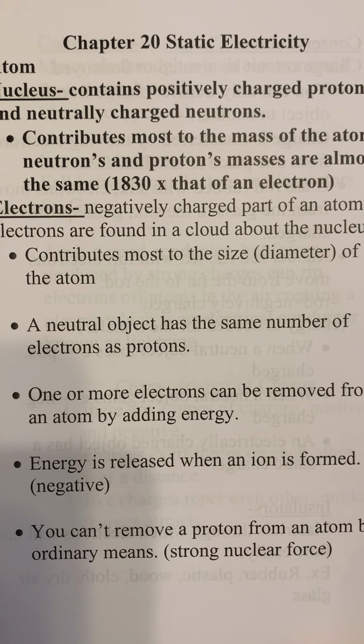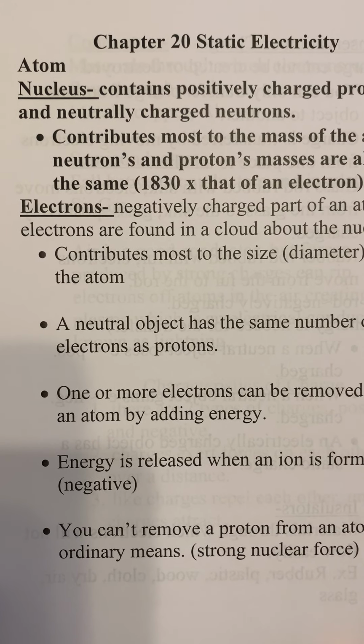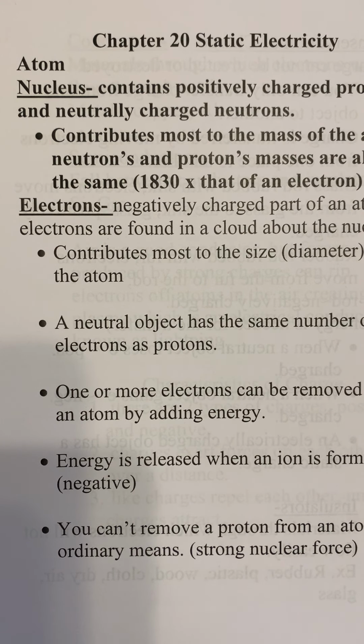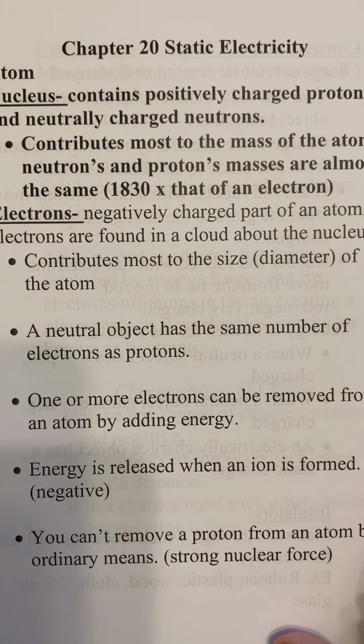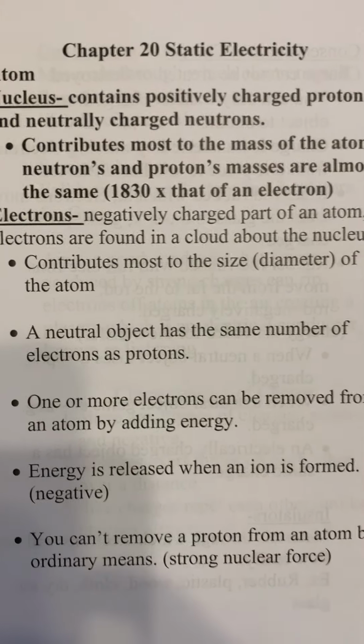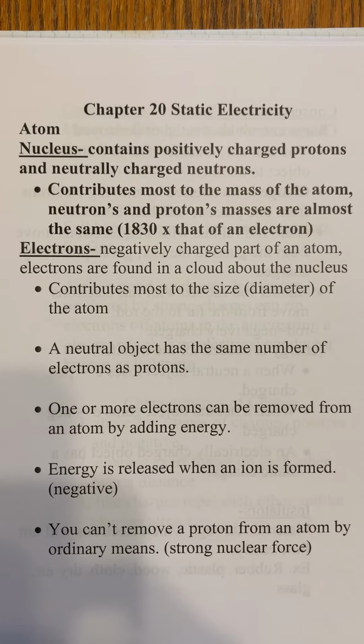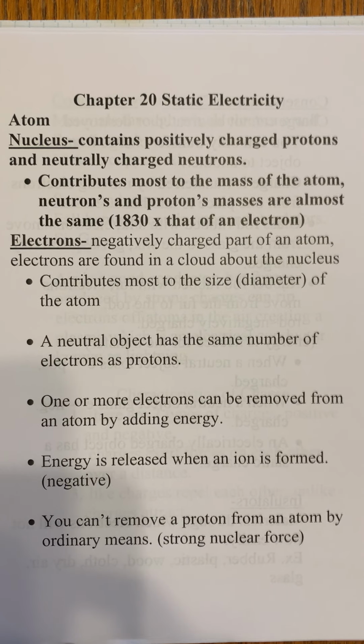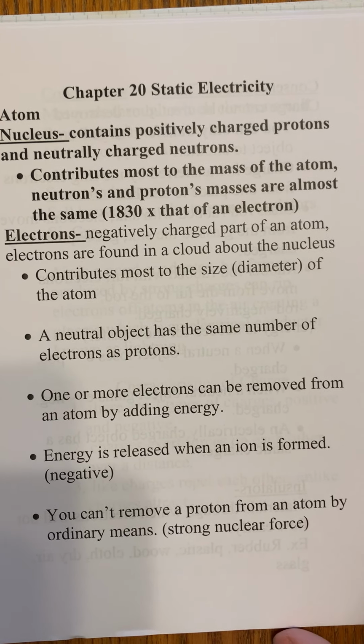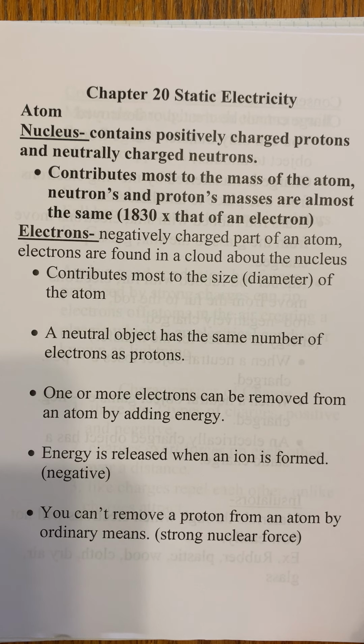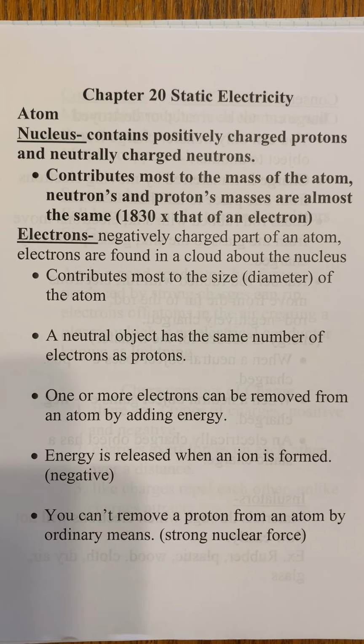So let's go over some basics of the information. We're going to be talking about the atom. The atom is made up of the nucleus and the electrons. The nucleus contains the positively charged protons. It's the most massive part of an atom. So the mass is attributed to the nucleus, whereas the size of an atom is attributed to the electron cloud.